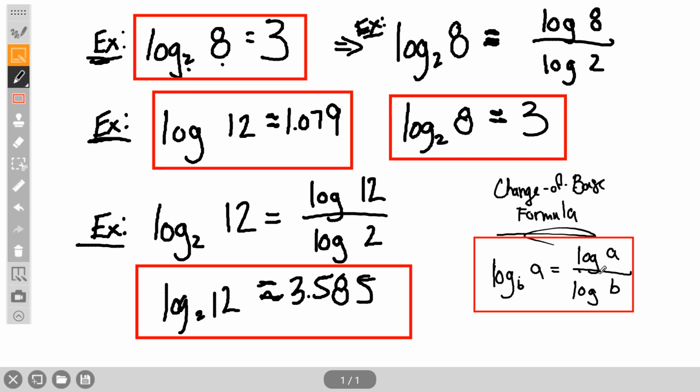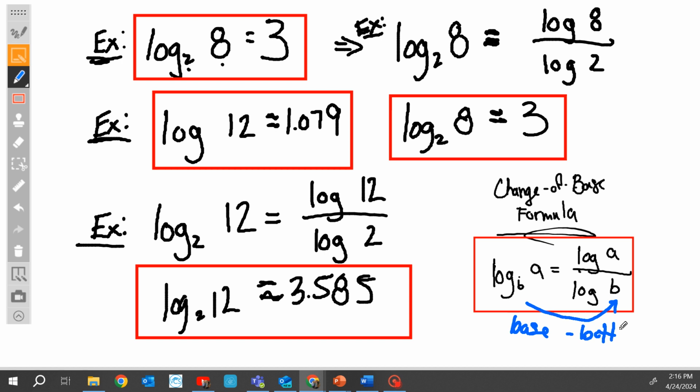The only thing that people really mess up with the formula is which number's on top and which number's on bottom. The way that I remember which number is on top and which is on bottom is that the base number goes on bottom. Whatever your base is, that should be on bottom. When people are using this formula, that is the only thing I see messed up, is putting the number in the wrong place. So just make sure the base number is on the bottom.